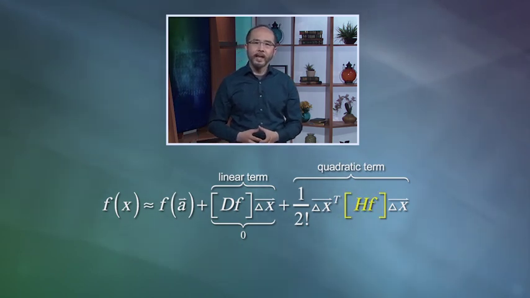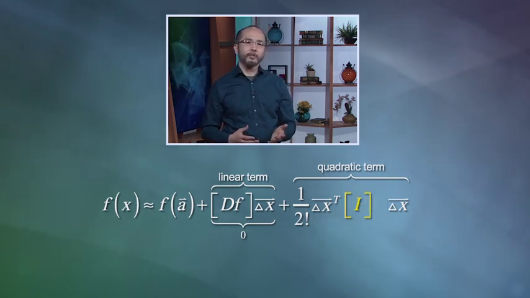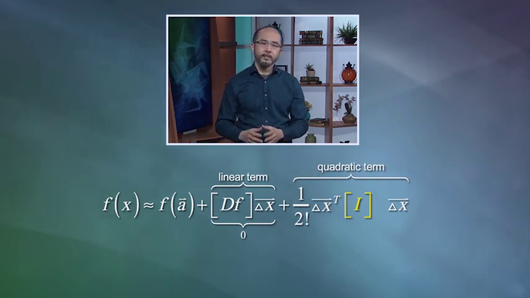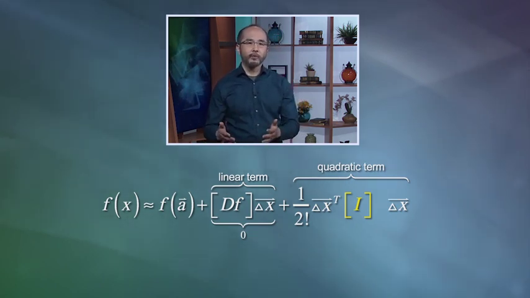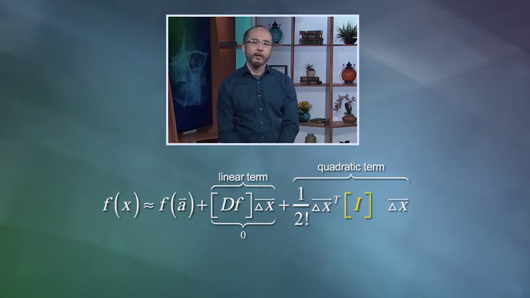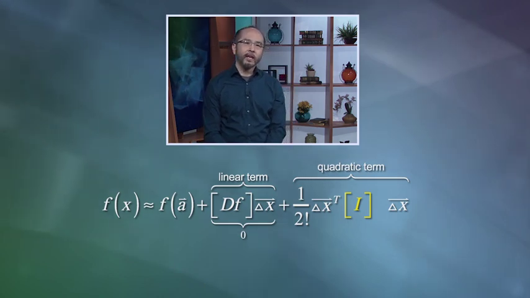Note that if the Hessian Hf were the identity matrix, then delta x transpose times delta x is going to be positive no matter what x is, since that's just the dot product of a vector with itself, which you may recall is the length of a vector squared. So in that case, a quadratic term is always positive, so you'd have a local minimum.